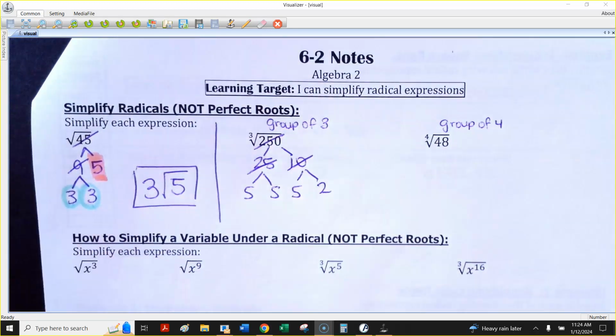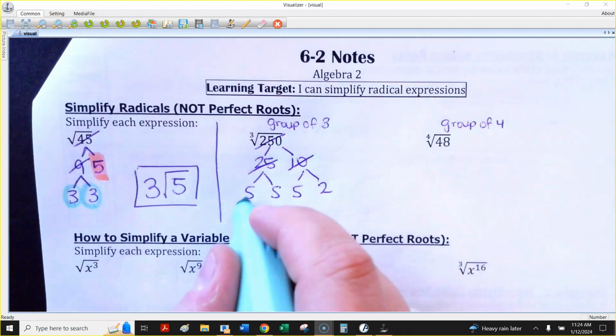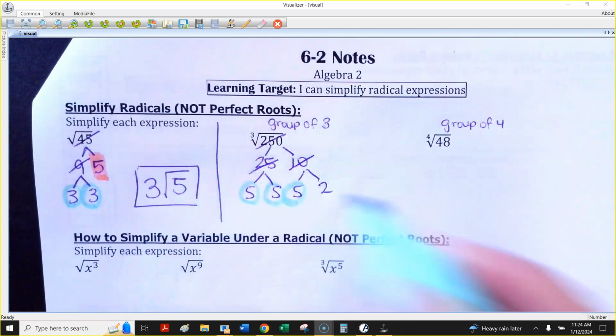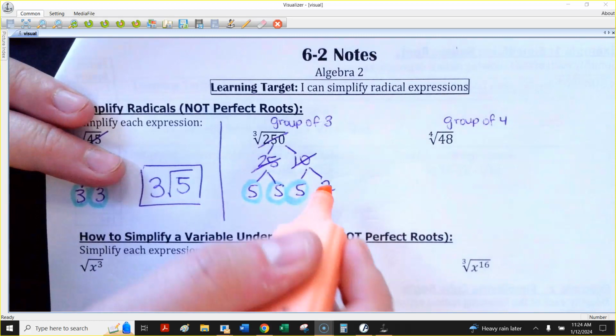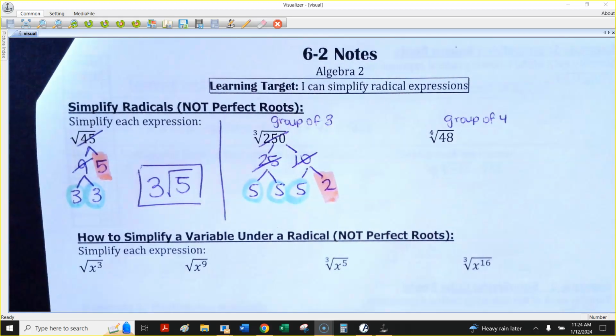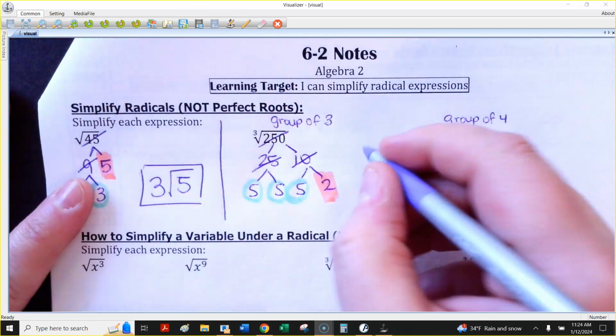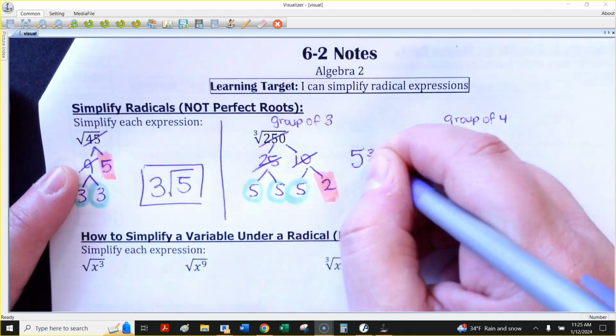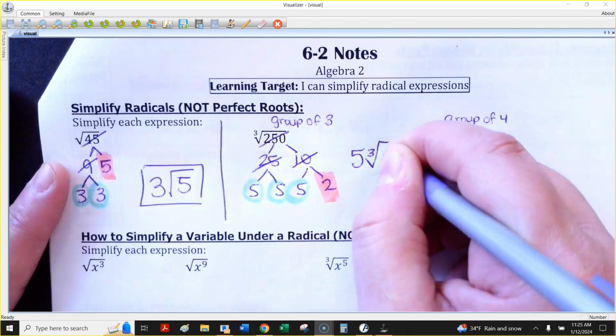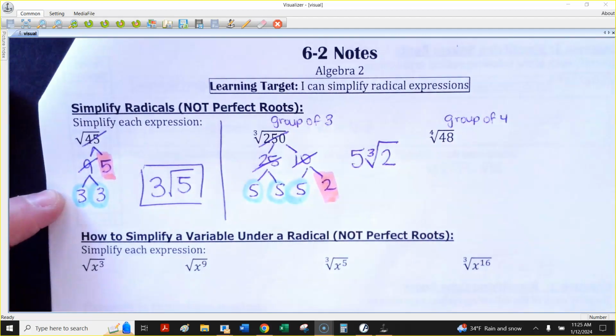Now, this is a cube root, so I'm looking for a group of 3. Do you guys see it? We have 1, 2, 3 5s. So if you have a group of 3, that comes out in front. And then this 2, nobody to hang out with, so it has to stay under the cube root. So we'd have 5, and then try to remember, I always forget this, to write the index. So it'd be 5 times the cube root of 2. That would be the simplified version of that.